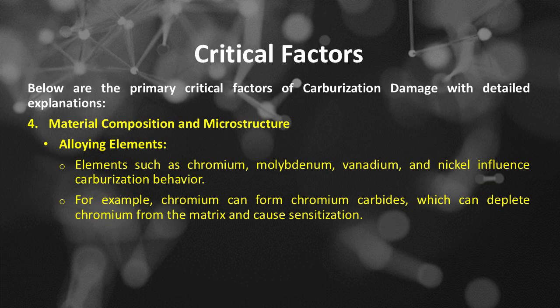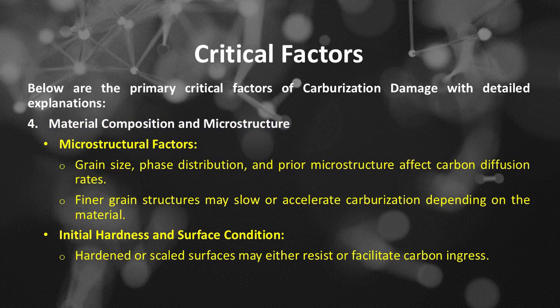Number 4 of primary critical factors of carburization damage with detailed explanations is material composition and microstructure, includes alloying elements such as chromium, molybdenum, vanadium, and nickel influence carburization behavior. For example, chromium can form chromium carbides, which can deplete chromium from the matrix and cause sensitization. Microstructural factors, grain size, phase distribution, and prior microstructure affect carbon diffusion rates. Finer grain structures may slow or accelerate carburization depending on the material, initial hardness and surface condition. Hardened or scaled surfaces may either resist or facilitate carbon ingress.